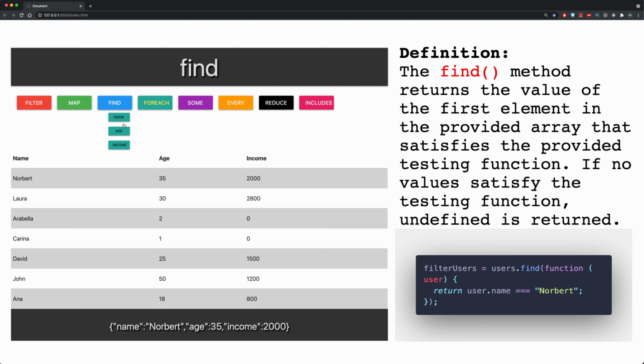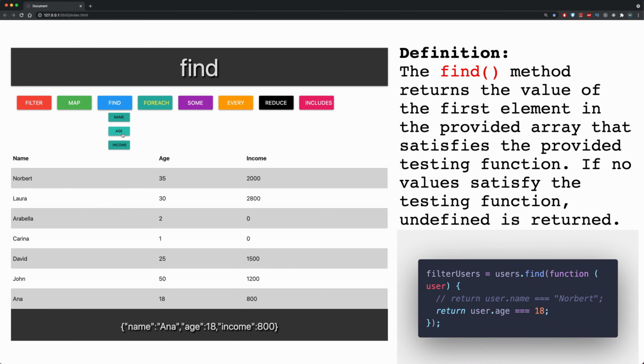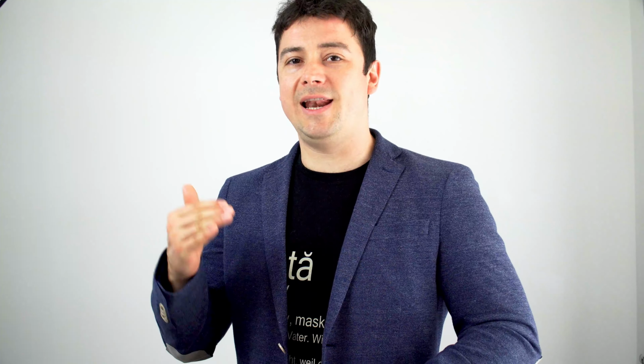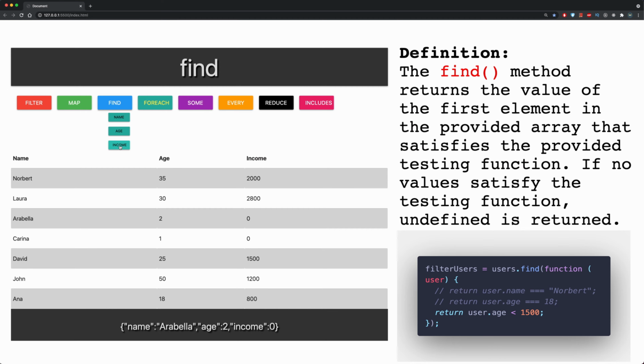If I wish to return a user which has the age of 18, then I will get the first user which has the age of 18. Now in our case we have only one user. And the same thing goes for income. If I wish to return a user with an income less than 1,500, for example, I would get the very first user, which is Arabella, which has an income of 0.